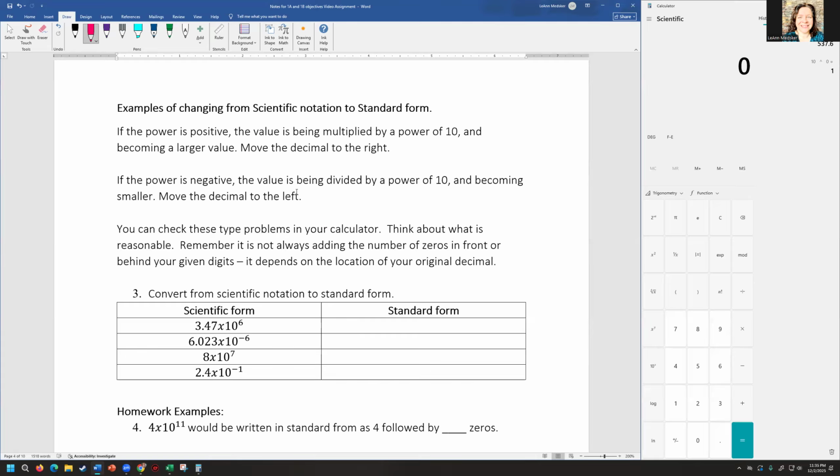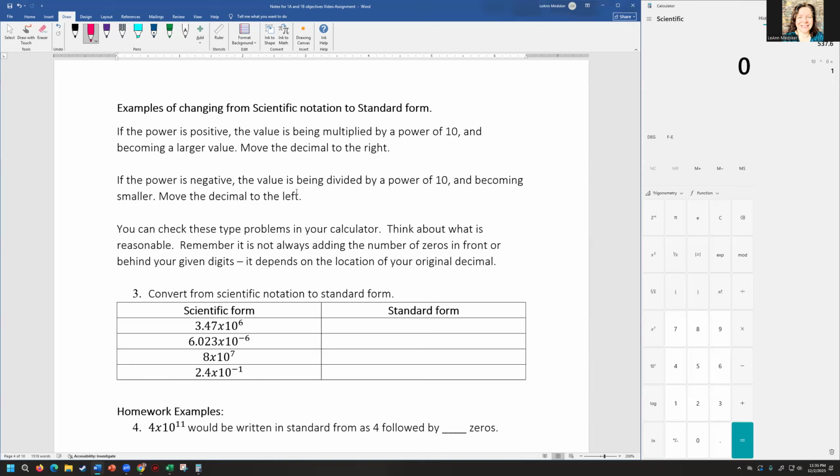If your power is negative, technically 10 to a negative power, in algebra class we learned that when you have negative exponents, you're really moving it to the denominator. So we're not multiplying by 10, we're dividing by 10 over and over again. That makes our number smaller and smaller and smaller. So that means we're moving the decimal to the left.